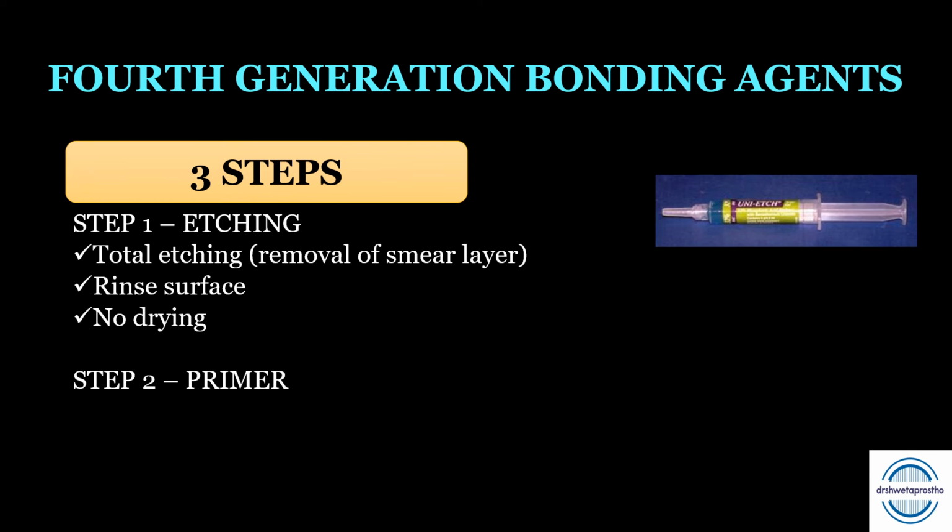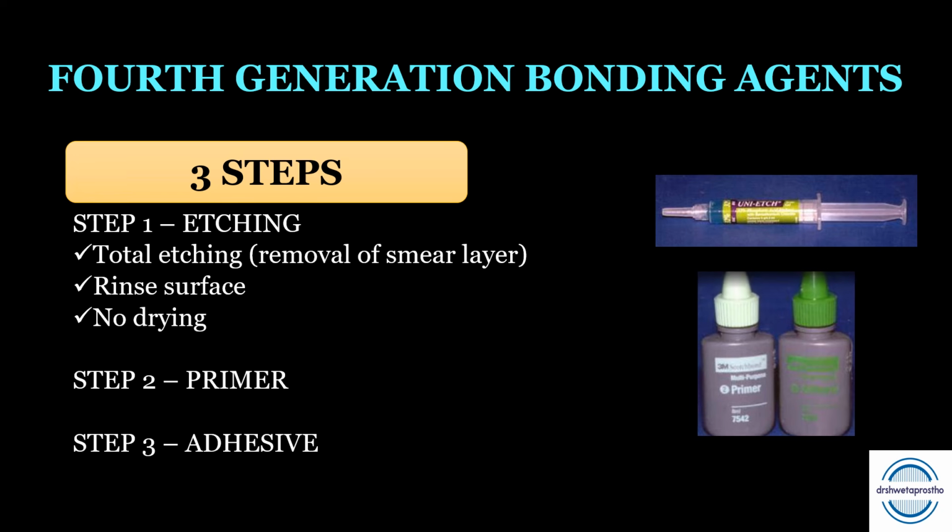Step 2 was applying the primer. The primer can be NTG-GMA, then HEMA, 4-META, followed by step 3, which was applying the adhesive. That can be bis-GMA or TEGDMA. Examples of the fourth generation bonding agents are All-Bond 2 or Panavia 21.